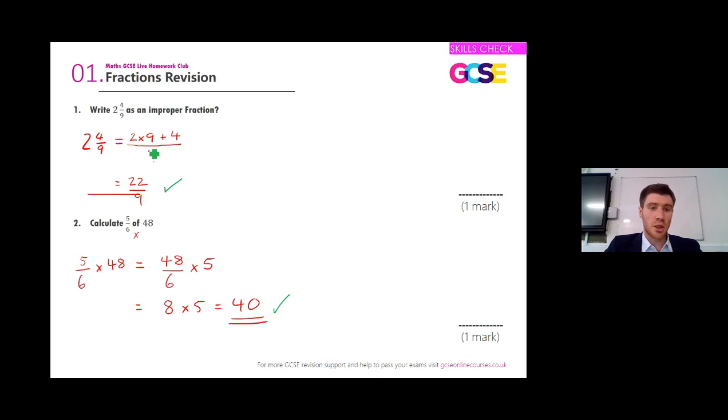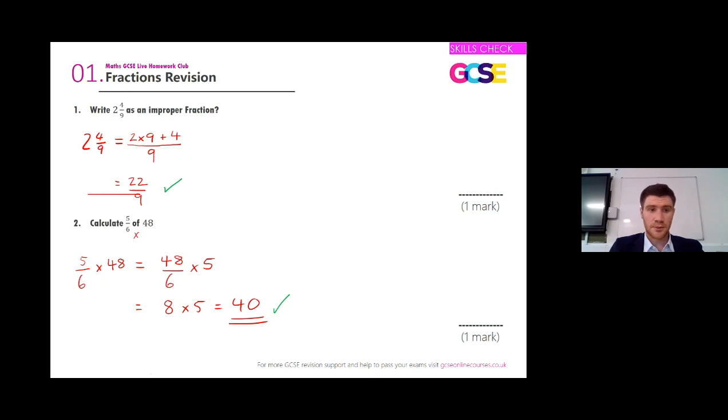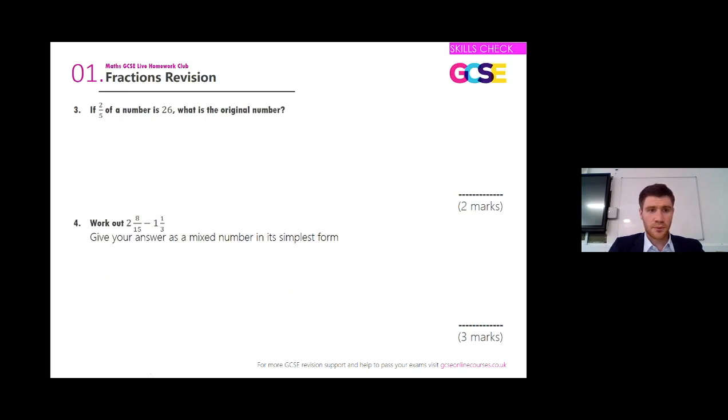I'm just showing you the process that's going on, potentially even in my head, because I can do 48 divided by 6 is 8, times by 5, 40. I can do that in my head, but if it's difficult numbers and you're not sure, then you might want to focus on writing it down first. Okay, so we've done the first 2 skills check questions. Let's move on to the next one.